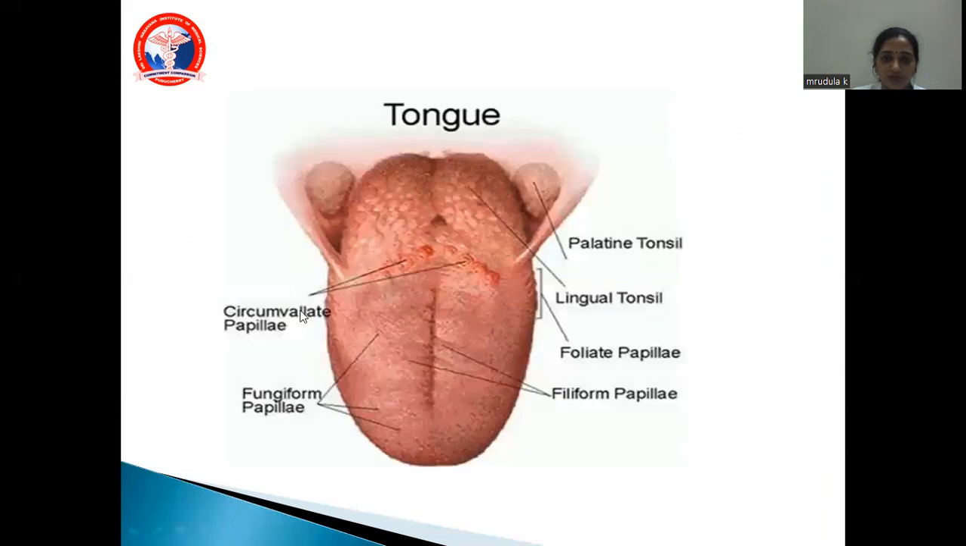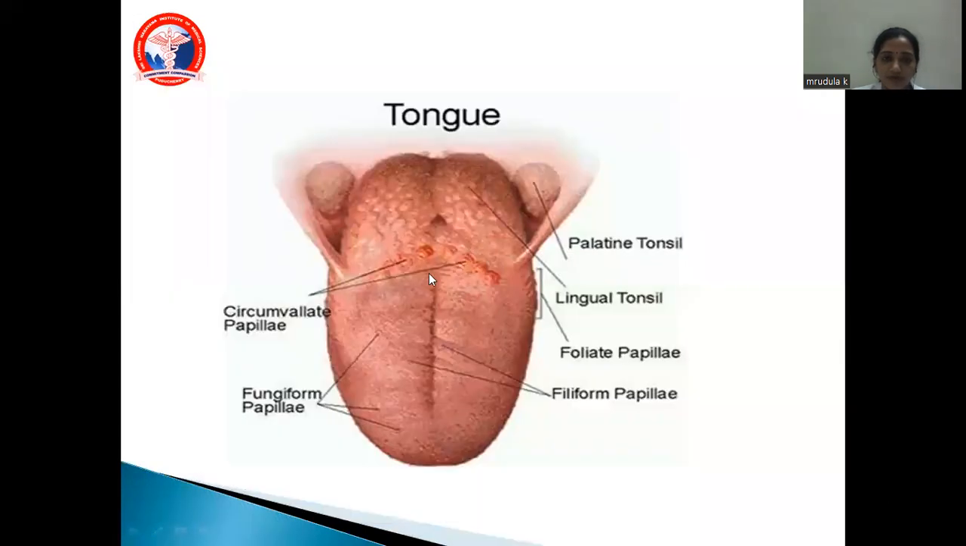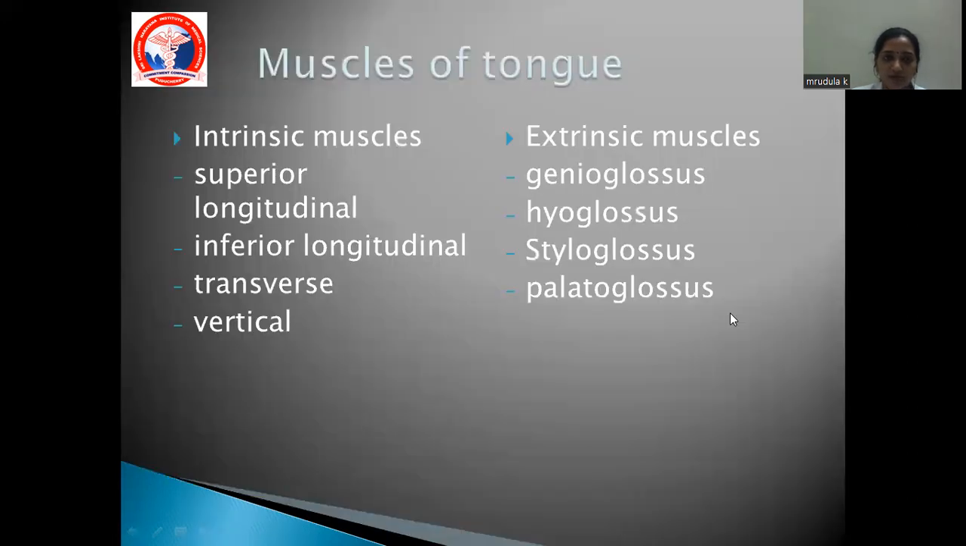So this is the anatomy of the tongue describing the circumvallate papillae, the palatine tonsils, the lingual tonsil, the foliate papillae, filiform and fungiform papillae. Coming to the muscles of the tongue, they are divided into intrinsic muscles and extrinsic muscles. Intrinsic muscles are superior longitudinal, inferior longitudinal, transverse, and vertical muscles. And extrinsic muscles are genioglossus, hyoglossus, styloglossus, and palatoglossus.